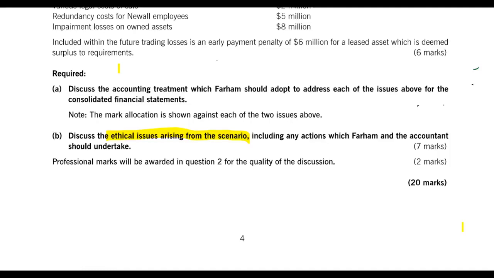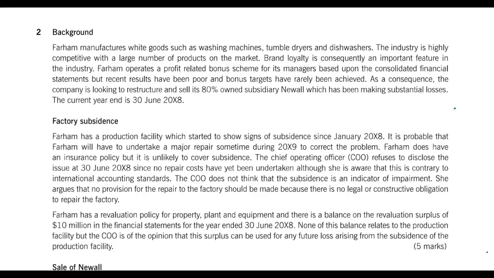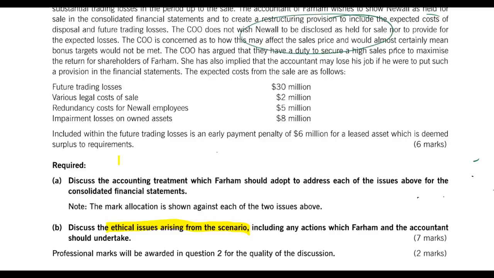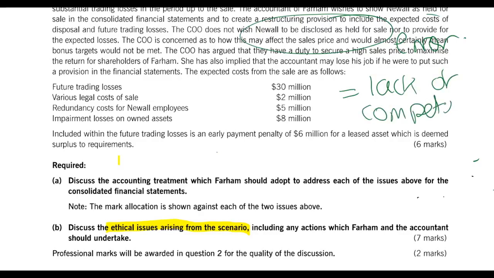We're now looking at the ethical issues arising from the scenario. So we are re-examining the same information, but thinking about our core ethical values. The suggestion that subsidence is not an indicator of impairment is an error. The suggestion that we can use a revaluation surplus to take an impairment loss on a totally unrelated asset is an error. Not wishing for Newell to be disclosed as held for sale is an error. Not wishing to provide for the various legal costs is an error. For me, these errors amount to a lack of competence. And competence is a key characteristic of ethical behavior.